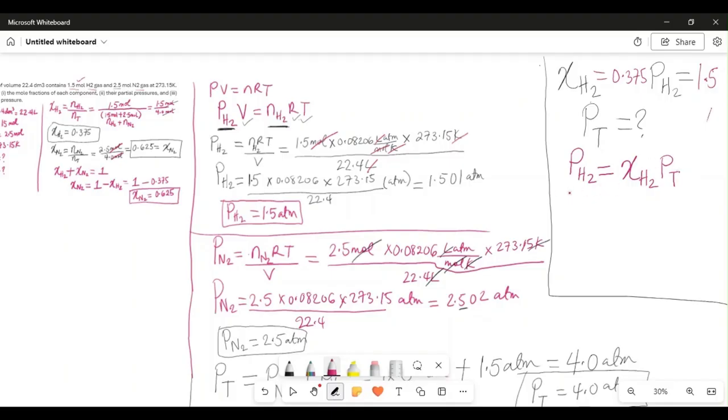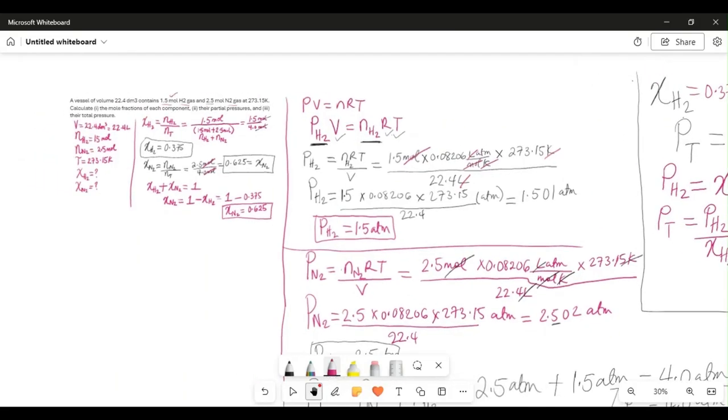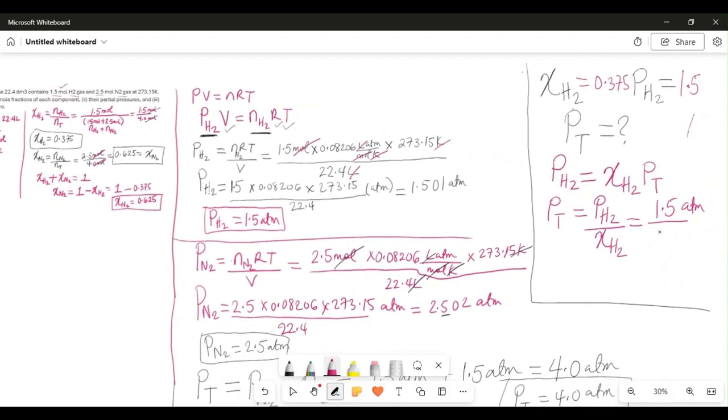So to find the total pressure in this particular case, we just have P total equals P H2, the partial pressure of H2, divided by the mole fraction of H2. That is how you solve this. The partial pressure of H2, we know to be 1.5 atmospheres, divided by the mole fraction of H2, which we know to be 0.375. When we put it in our calculator, 1.5 divided by 0.375, we get P total to be 4.0 atmospheres. I would advise everyone to try this on their calculator. You're going to see it's very true.